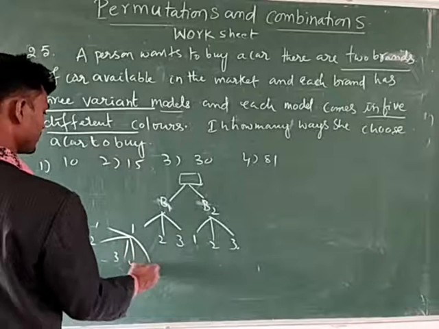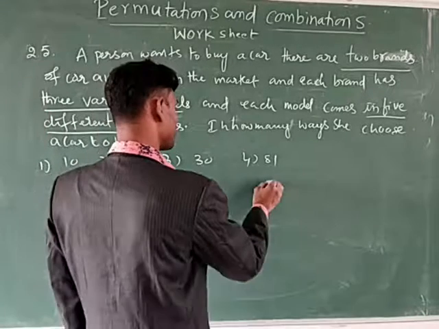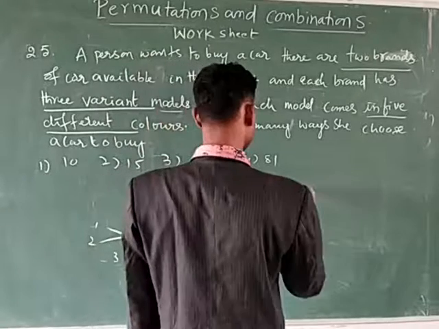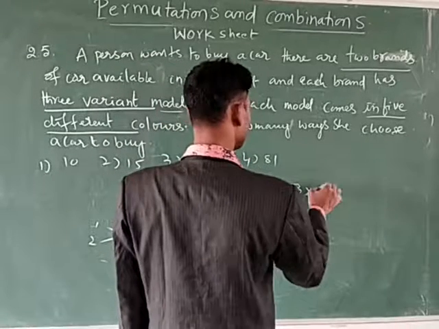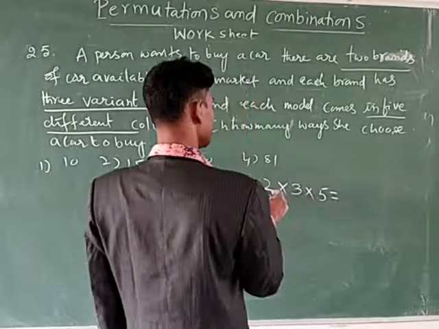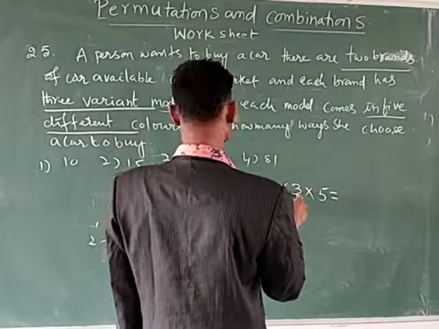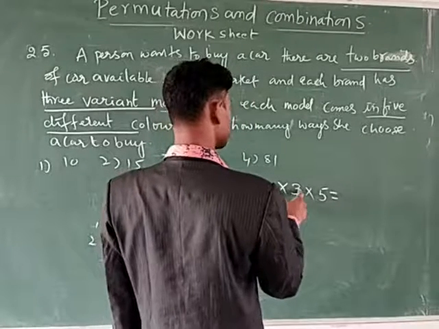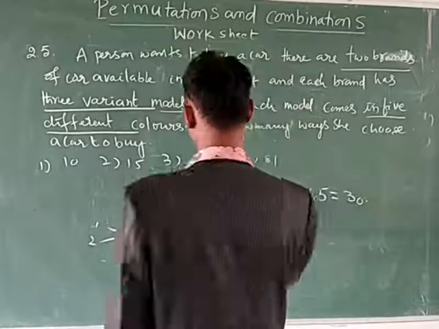Very easy. First, how many brands are there? 2 brands. And how many variants? 3 variants. How many colors? 5. So the total is 2 into 3 is 6, 6 into 5 is 30. So you can choose in 30 ways.